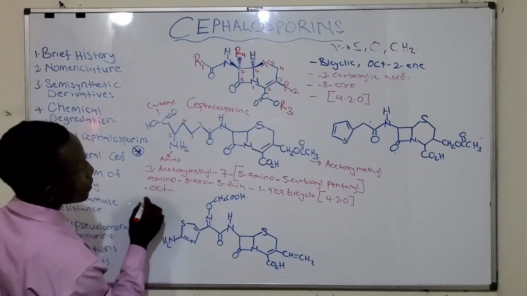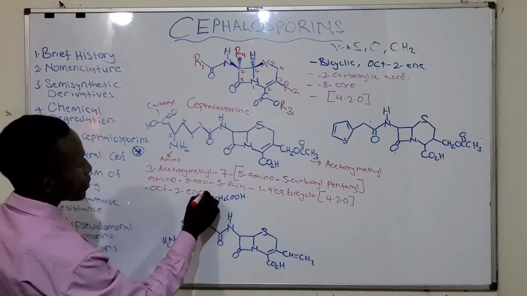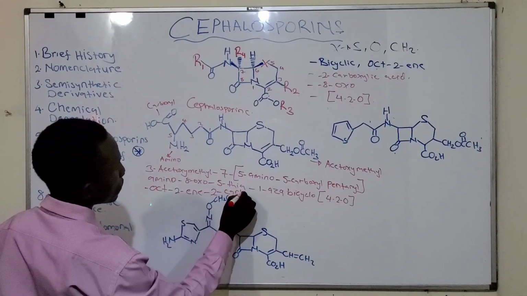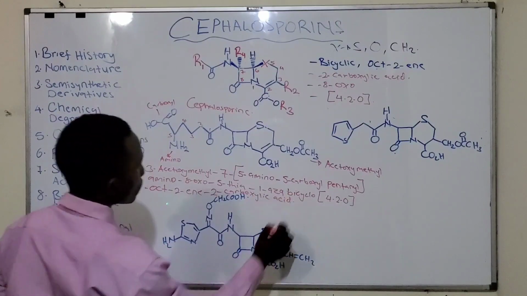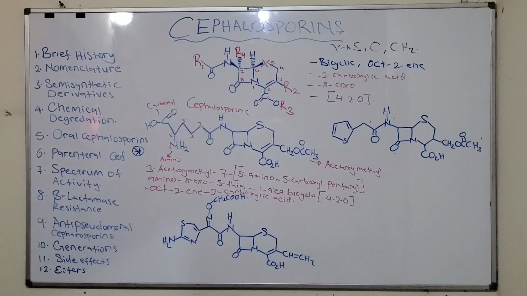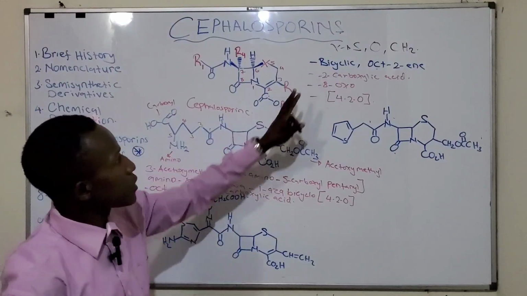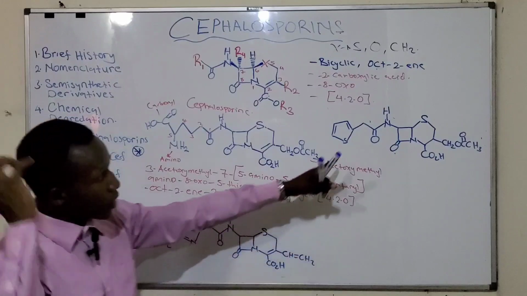Oct 2 ene 2 carboxylic acid. So that's our structure. Everything 2 carboxylic acid, we saw that it is at position 2. Now let's try this one.